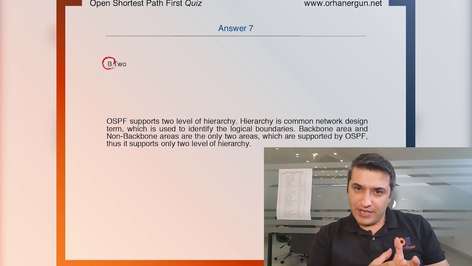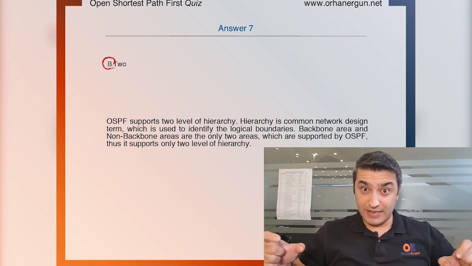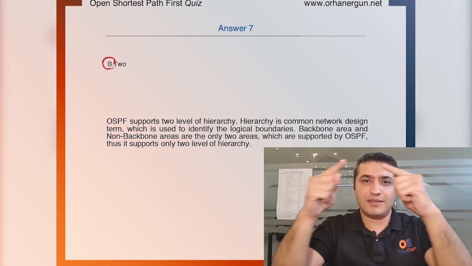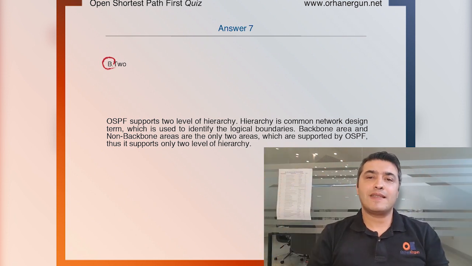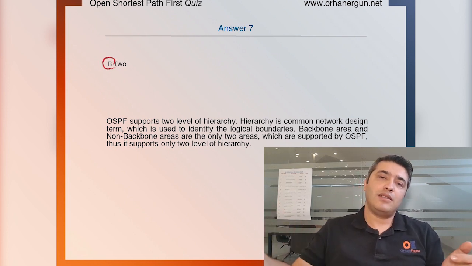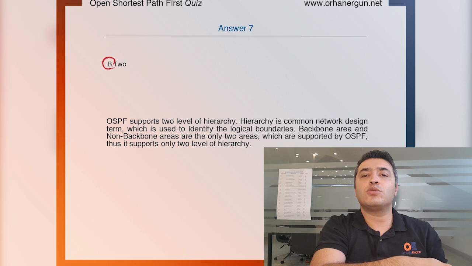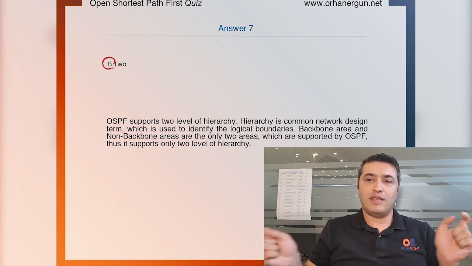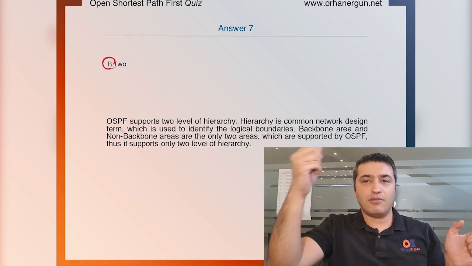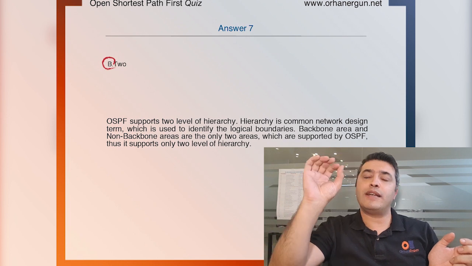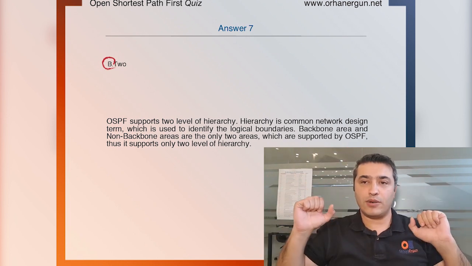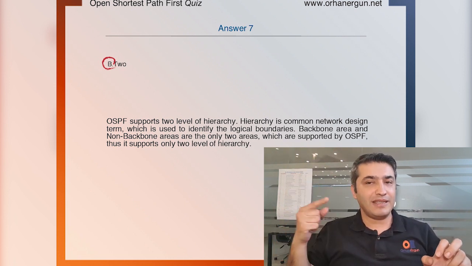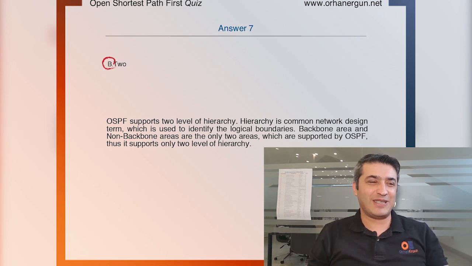So we have backbone areas and non-backbone areas, and non-backbone areas cannot be connected to each other directly. All the non-backbone areas should be connected to the backbone area, and the prefixes from, let's say, area 20 need to go to area 0 and then come back to area 10. Areas 10 and 20 can communicate via area 0. So that's why we call it 2 levels of hierarchy, backbone area and non-backbone areas. In IS-IS, the same, maximum 2 levels of hierarchy we can have. But in EIGRP it is different, we will talk about this one in EIGRP.